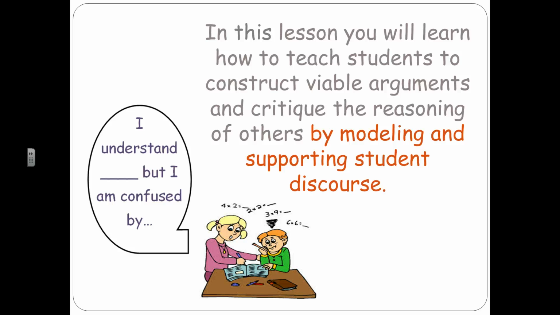In this lesson, you will learn how to teach students to construct viable arguments and critique the reasoning of others by modeling and supporting student discourse.